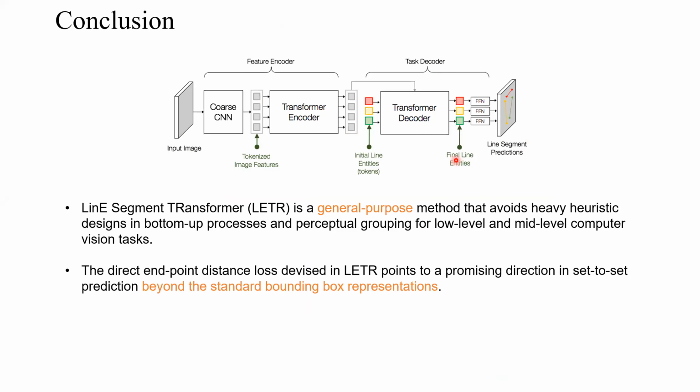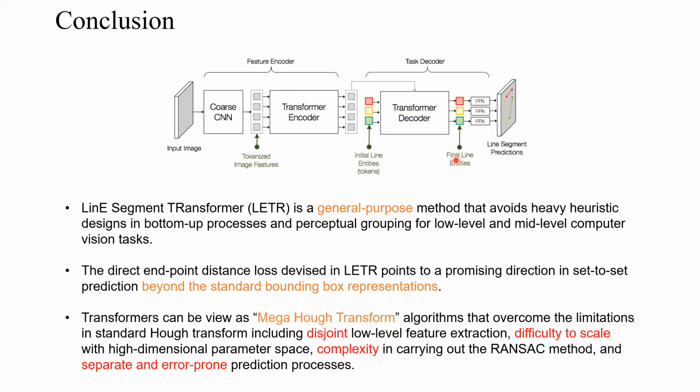So, conclusions: it's a general purpose machine beyond the standard bounding box representation. And you can really alleviate a lot of the burdens of the standard Hough transform or RANSAC algorithms under this transformer regression strategy.